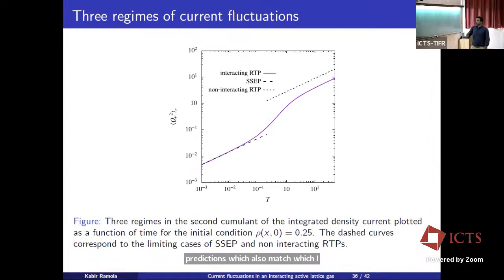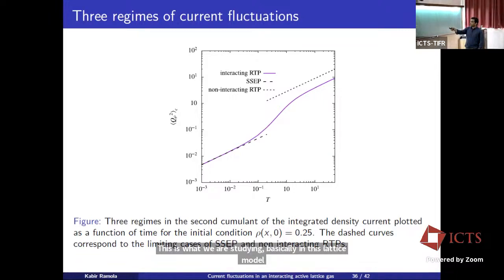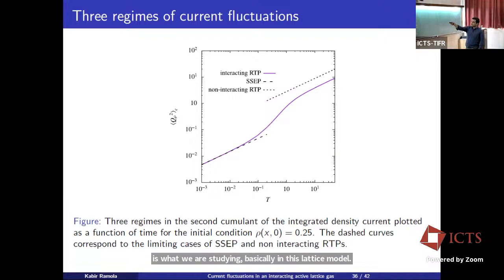So now I'll just show you theoretically what we would get if you were to look at this question at much larger times. You have interacting RTPs. This is what we are studying basically in this lattice model. And you have the result which matches with the symmetric simple exclusion process at very short times.